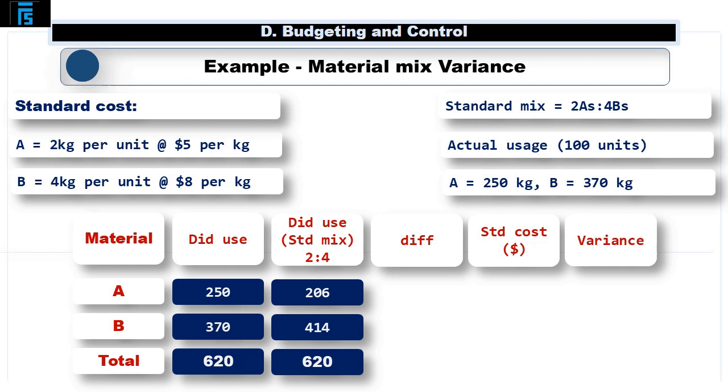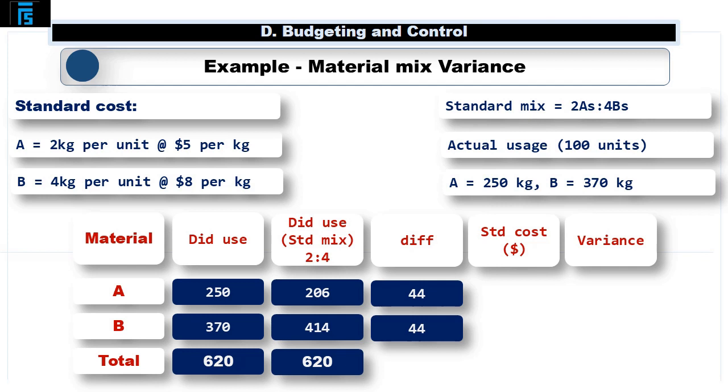Comparing these figures to the actual usage, we can see that we have used 44 kg more of A and 44 kg less of B than the standard mix. Notice that these differences cancel each other out. This will always be the case given that we have applied the standard mix to the total actual usage. Where usage of one material goes up, the other must go down. Otherwise, the total standard usage won't match the total actual usage.